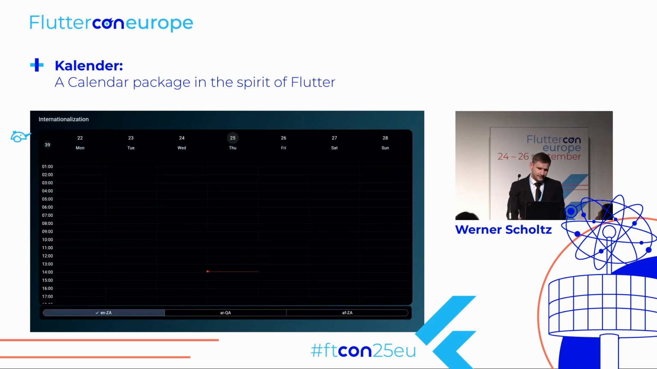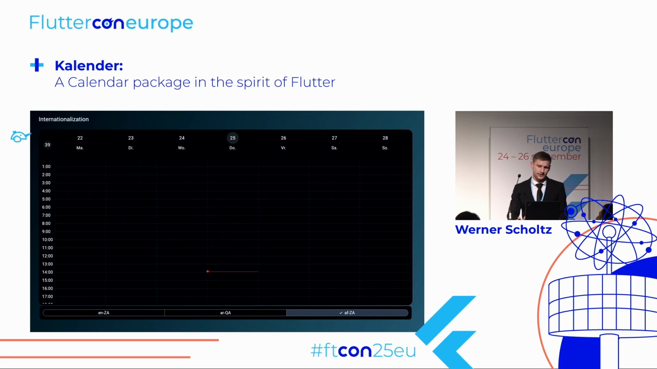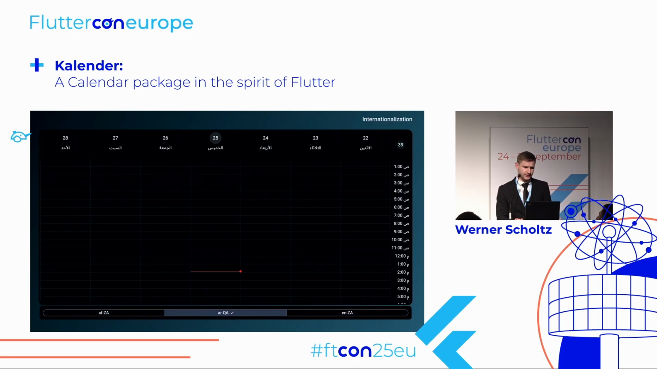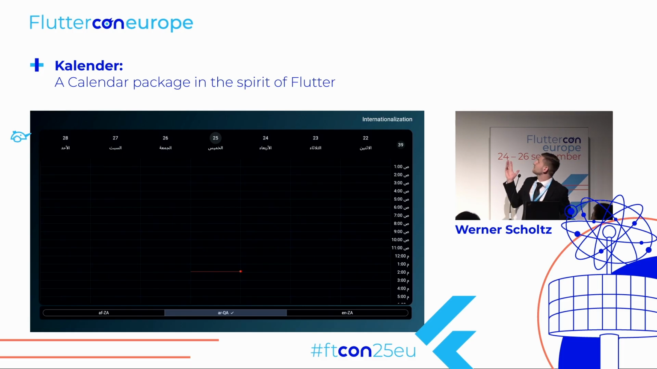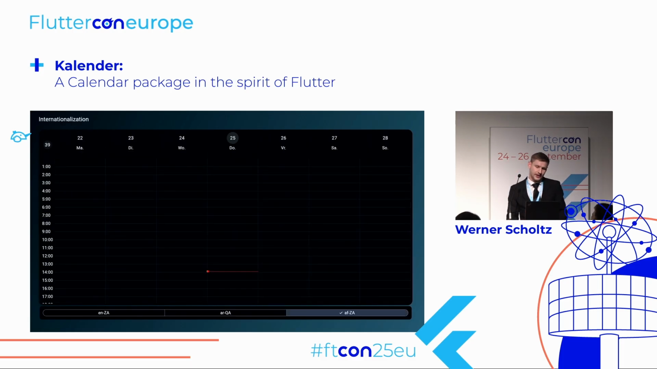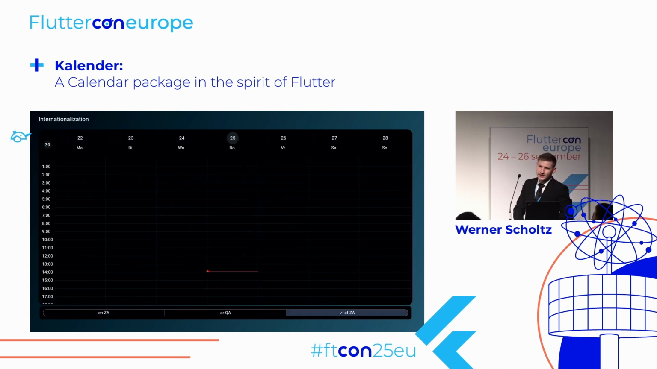Okay, but another thing is internationalization. So it uses directionality and material localizations under the hood. So for the times on the timeline on the left or the right in this case, that uses the material localizations. And then for the day names at the top, it uses the INTL package. So it just makes it easier.